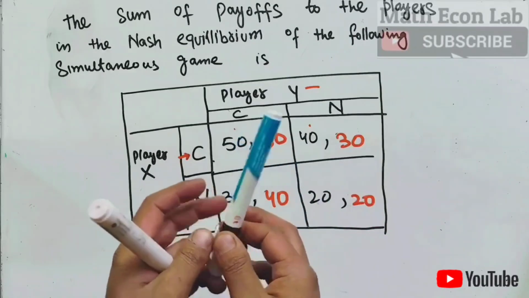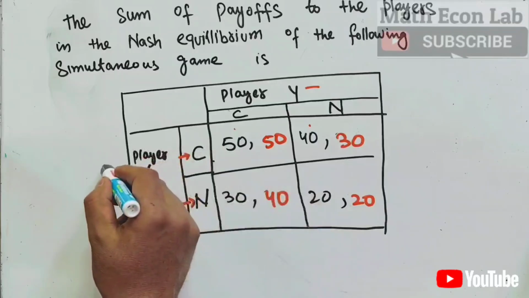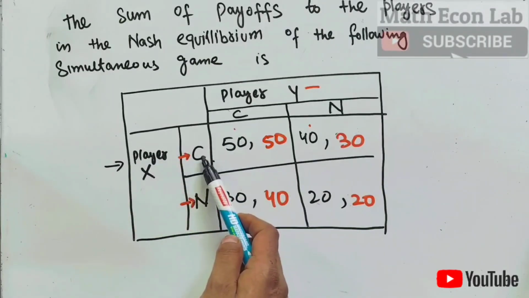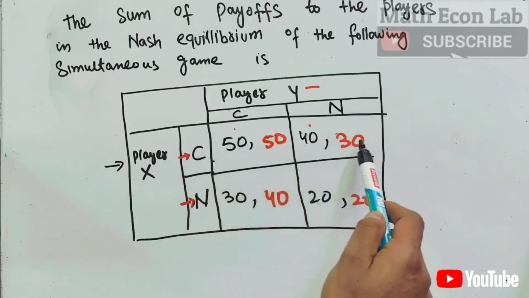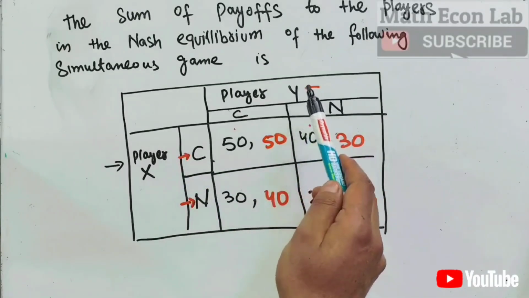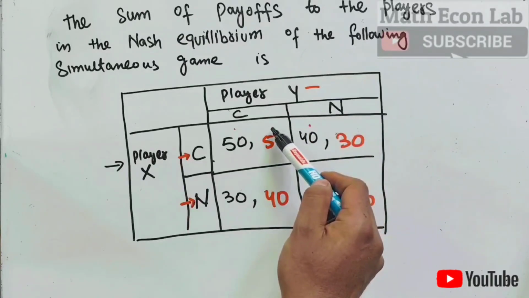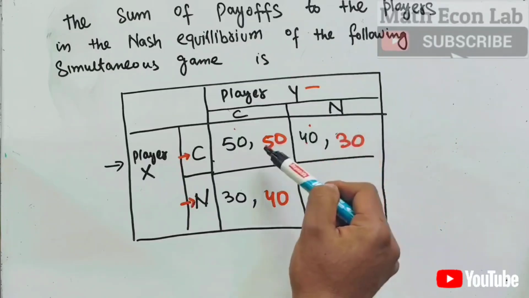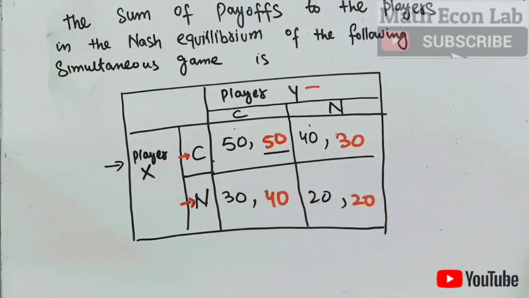And why does this happen in this question? So how do we solve? Let me explain that here. Let us suppose player X cooperates. Then player Y has two choices, either to cooperate or not to cooperate. Cooperate gives him 50 as payoff, not to cooperate gives him 30 as payoff. Obviously 50 is greater than 30, so let us underline this.